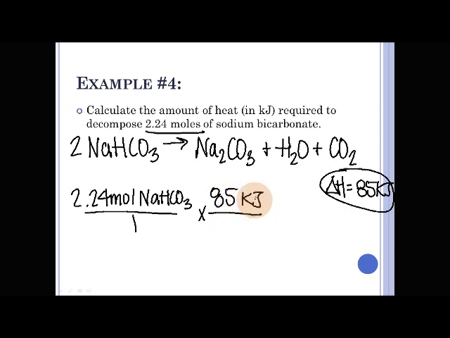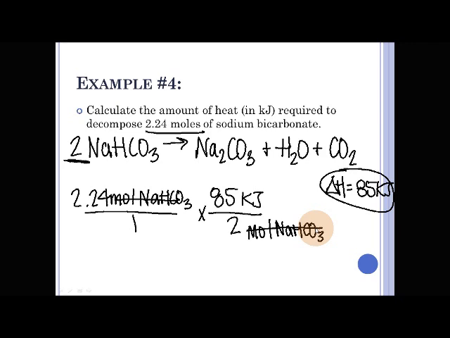But we need to know moles on the bottom so that we can cancel out the moles of our sodium bicarbonate. Well, where does that number come from? It comes from the coefficient in front of the reaction. So we have a 2. So that 2 is going to be 2 moles in the bottom. So now the moles of sodium bicarbonate cancel out. We're left with kilojoules, which is what the problem is asking for. So now we can go ahead and solve.